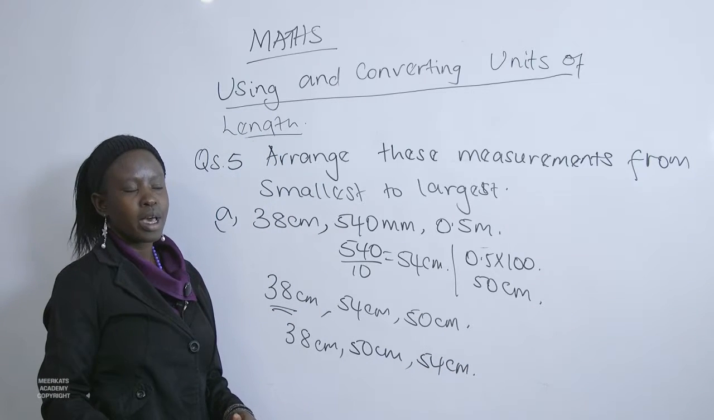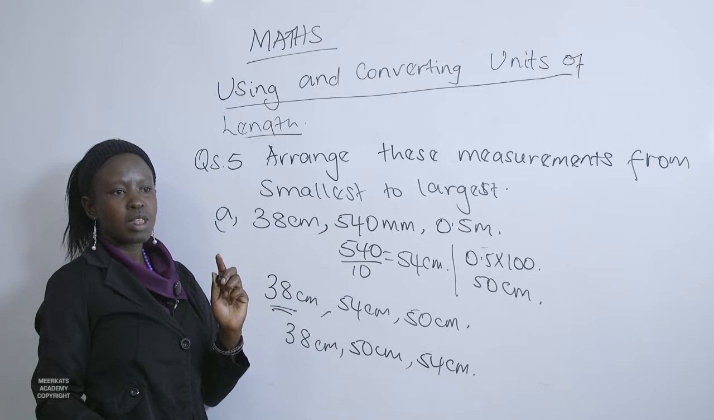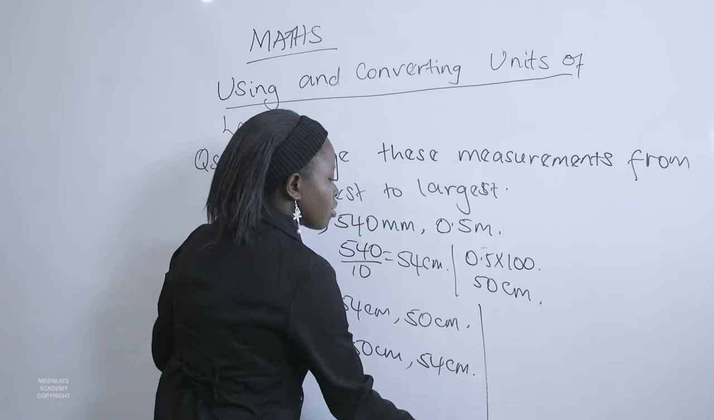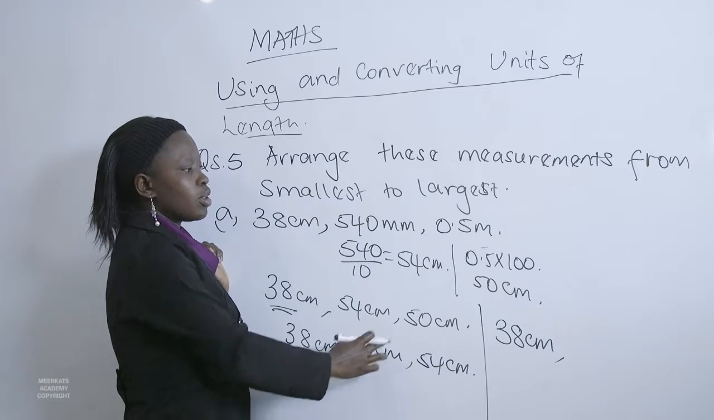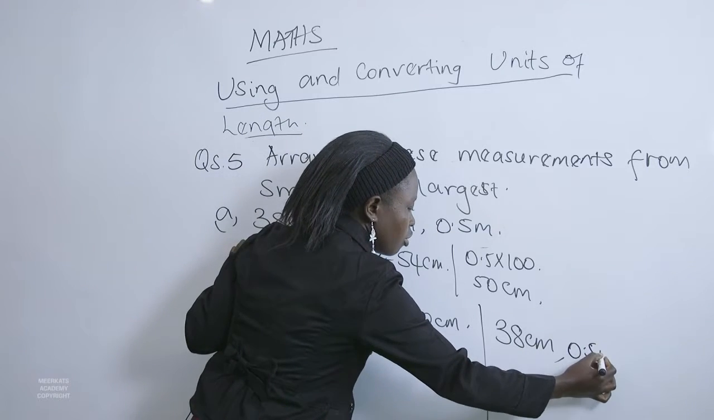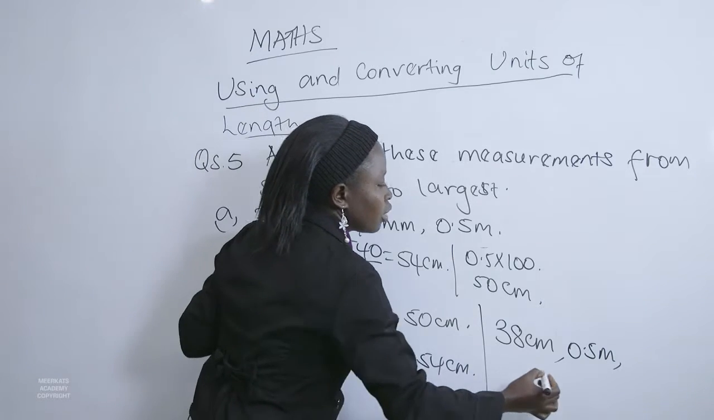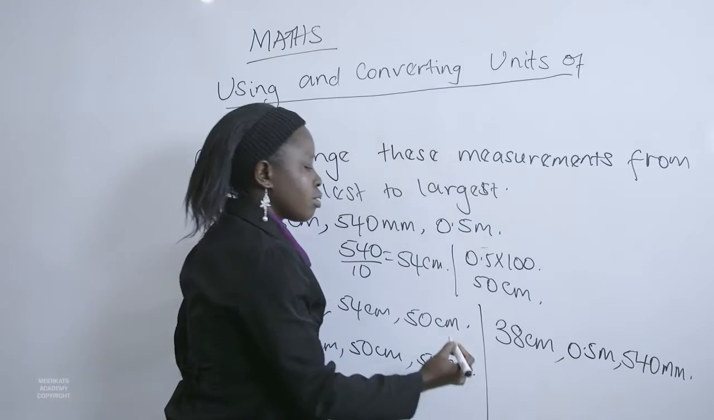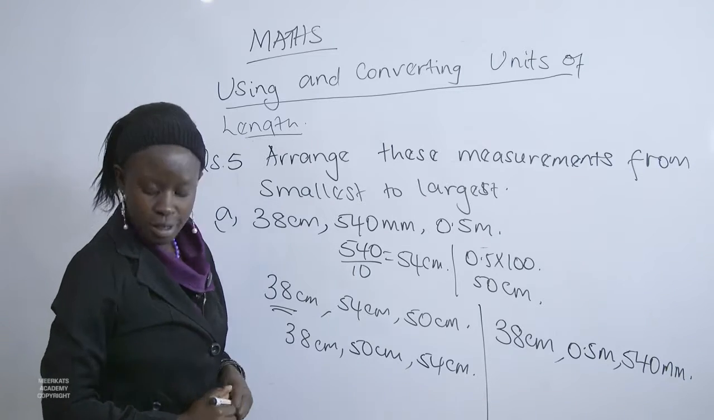So if I have to arrange these measurements from the smallest to the largest, then the arrangement is 38 centimeters. 50 centimeters was representing 0.5 meters, so the next one is 0.5 meters. Then the largest, we have 540 millimeters. So that is the arrangement from the smallest to the largest.